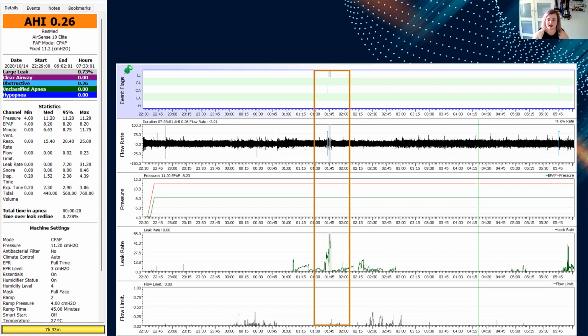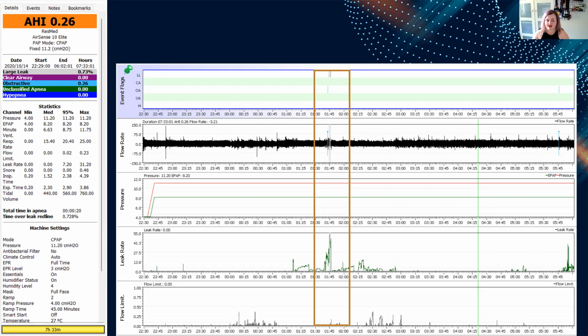Now, if we look at where the orange square is, you will see that there was an event that was noted. The flow rate was increased for the device. The pressure was constant, but the leak rate was quite high, which could indicate the therapy was applied, as well as the flow limit. So you can actually correlate across whether an event has taken place, whether the machine appropriately responded, and whether the patient received treatment.